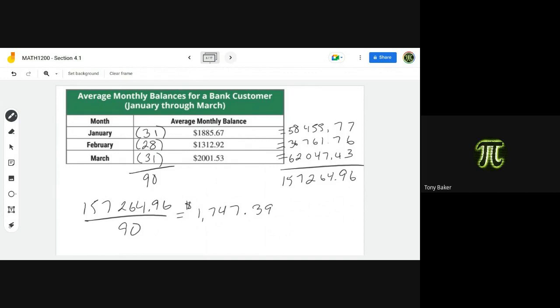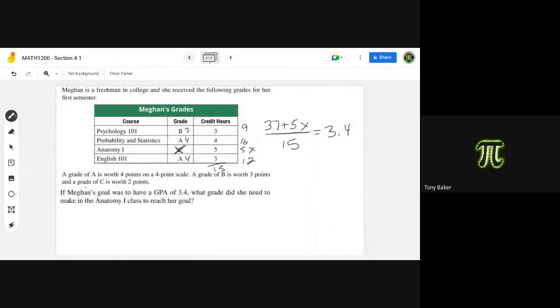So in this one, we were looking for the average daily balance. Okay, so the daily was the bottom. That's why I added up the number of days. In this one, GPA is per credit, so the credit is my bottom one, not the grade. The grade is the top, the credit's on the bottom.